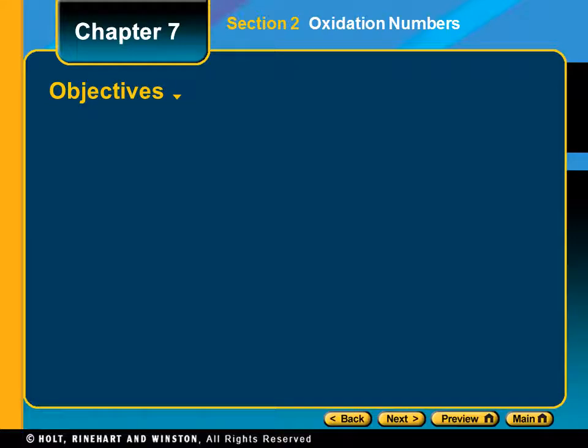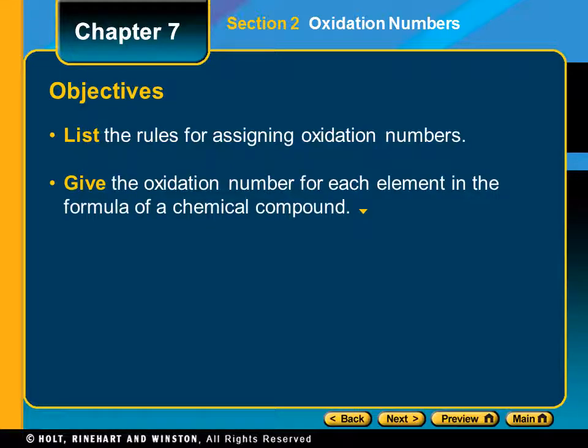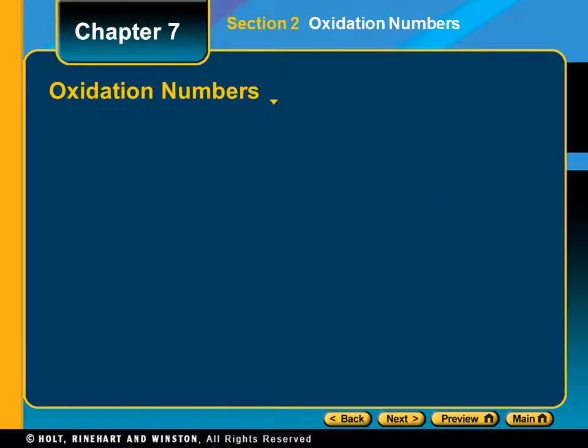Alright, so now we're going to look at part 2 of this chapter, and this deals with oxidation numbers. What we want to be able to do is understand, know, and list the rules for assigning oxidation numbers, be able to give the oxidation number for each element in the formula of a chemical compound, and name binary molecular compounds using oxidation numbers and the Stock system. So obviously, guys, this is building on the first section.